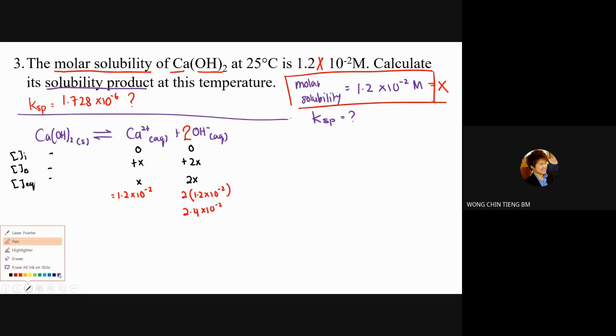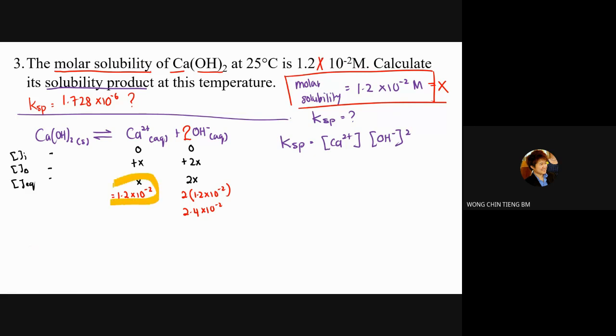Okay. And then, kamu akan sambung kepada your Ksp. This is not my favorite way, by the way. Boleh. Ksp equals the concentration of your Ca2+ times the concentration of your OH- squared. Concentration yang kita akan ambil, this one. This is the concentration. So, masukkan concentration kamu. So, Ksp equals 1.2 times 10 to the power of negative 2, times 2.4 times 10 to the power of negative 2, squared.